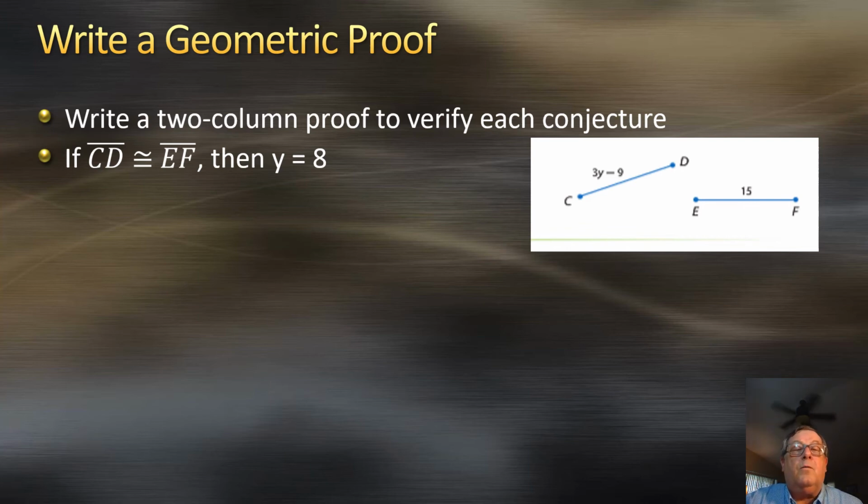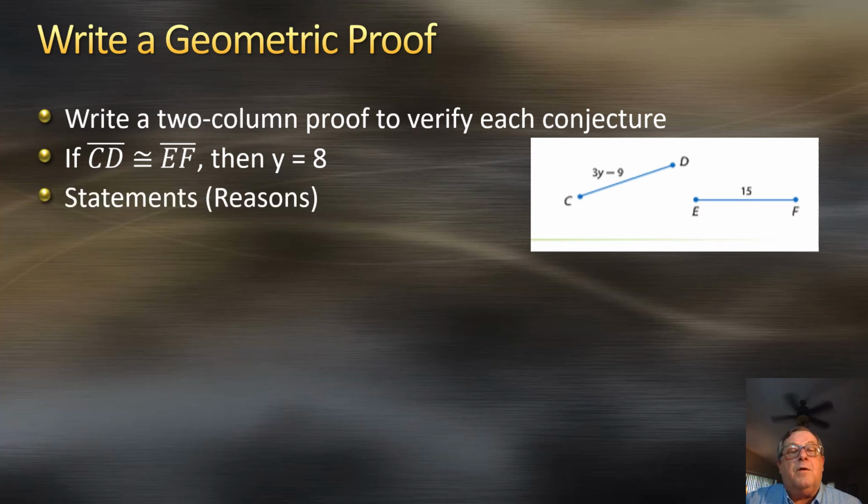But again, we're writing a proof. We're having to go step by step. And that's what makes it tedious, and that's why a lot of people don't necessarily care for proofs, although some really do. And this is teaching us a logical sequence of thinking using deductive reasoning. That's why we do this. So let's see, we're going to go with our statements and reasons, and we start off again with our given. And what was our given? If segment CD is congruent to EF. That's our given. That's our hypothesis. We're trying to prove y equals 8.